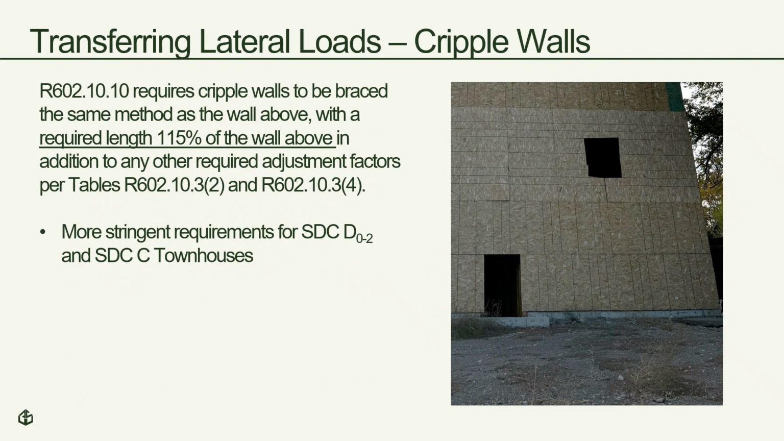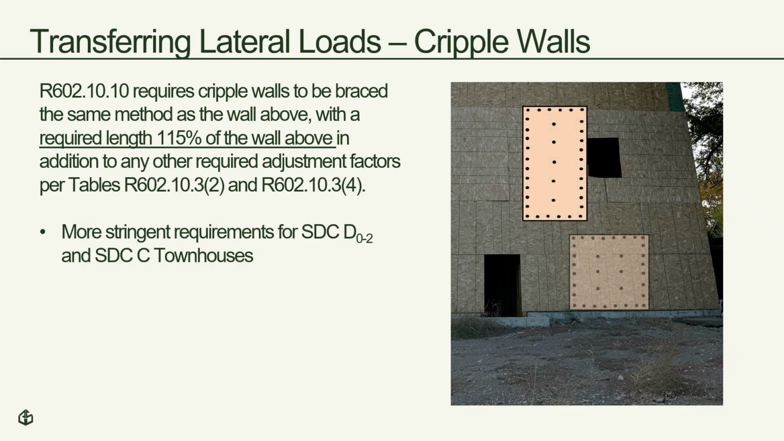In order to transfer the loads from the brace wall panels above, the general rule is that cripple walls must be braced using the same method as a wall above, but also have a total length of bracing that is at least 115% of the required length for the brace wall line above.